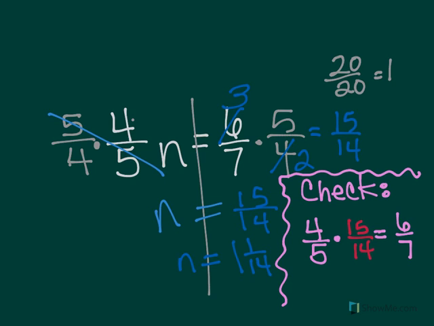Well, 15 and 5 both can be divided by 5, so that would be 1 and 3. And then 4 and 14 are both even, so I can divide them both by 2, so that becomes 2 and 7. So now top times top, bottom times bottom, 2 times 3 is 6, and 1 times 7 is 7. So that's correct. So that means I was correct. n is 15/14, which is 1 and 1/14.